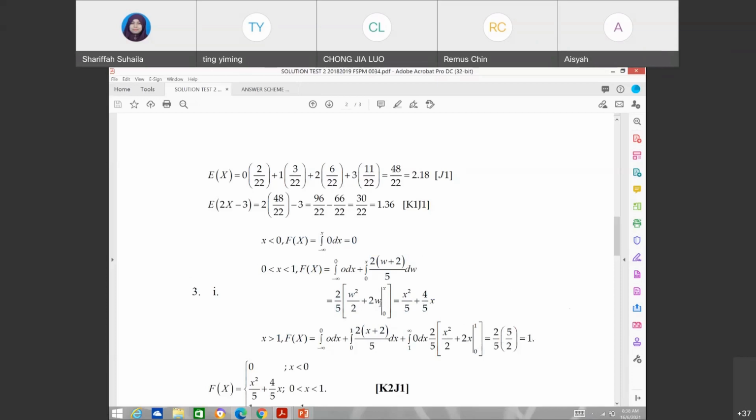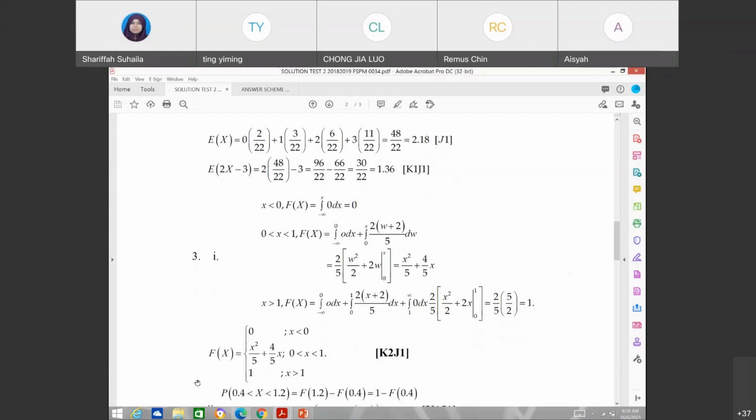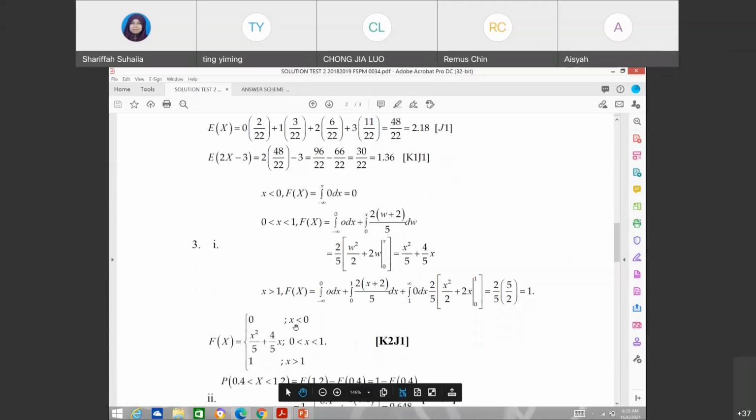And then you simply write down what is your capital F(x) in terms of function. So in terms of function, that means I want you to write when x less than 0, what is the answer? Between 0 and 1, what is the answer? And when x greater than 1, you have the total probability, so your capital F(x) should equal 1.